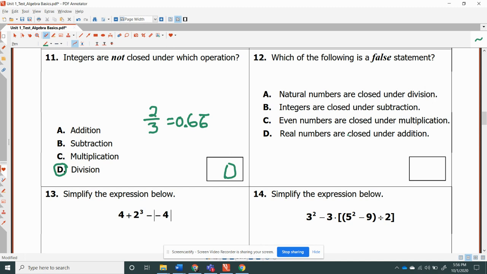Which of the following is a false statement? So it turns out it's the first one. Natural numbers are not closed under division, similar to what I just showed right here in number 11. So the answer there is A. Natural numbers are not closed under addition.